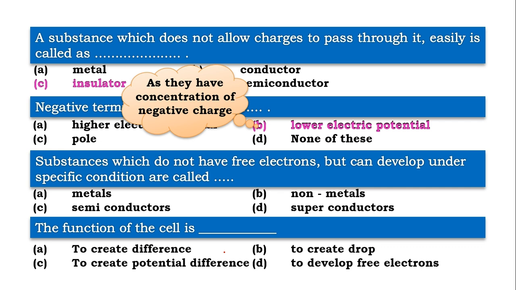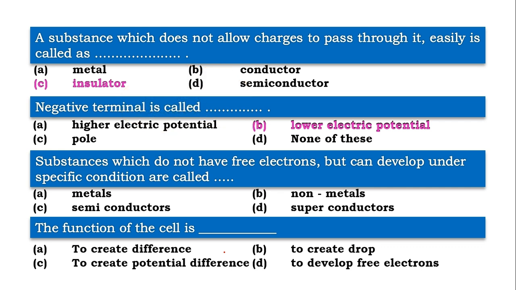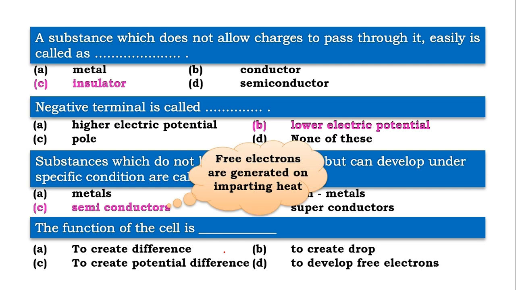The substance which does not have free electrons but can develop them under a specific condition is called a semiconductor. We have studied this just before. Semiconductors do not have free electrons, but they can develop under specific conditions. Is it right? The function of the cell is to create the potential difference only. Is it right?